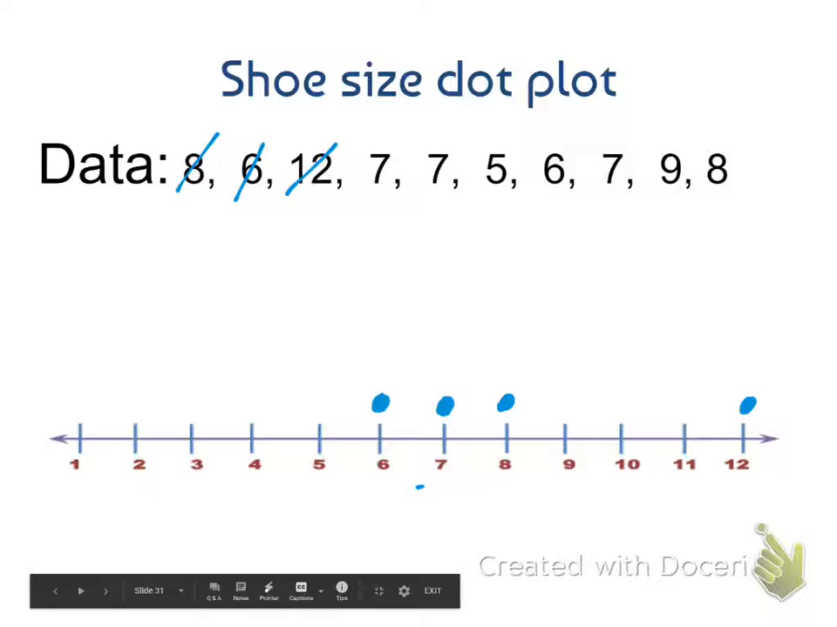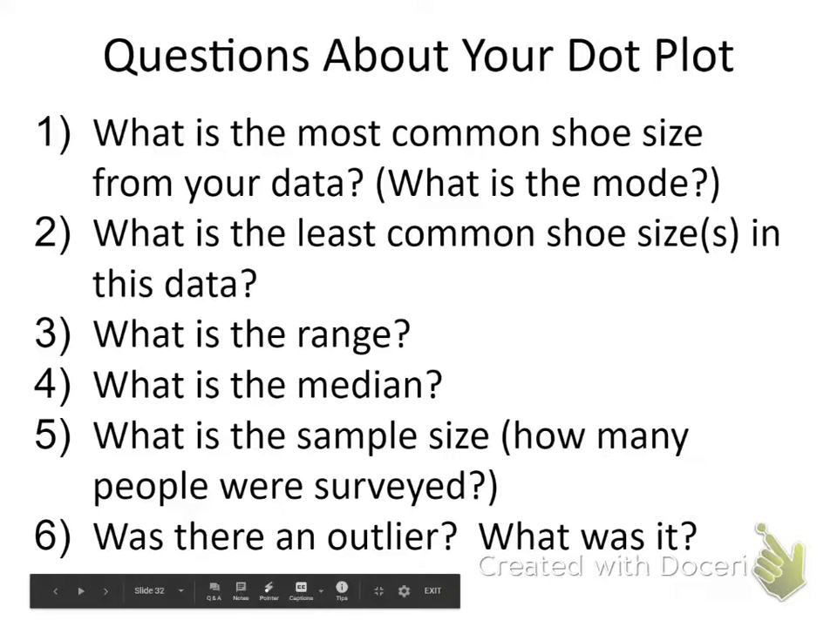Then we have a 7, and then another 7. And then the rest. Very good. It should look like that. Notice that they're evenly spaced out and right on top of each other. That's key. Now, do we have an outlier in this situation? Yes. It's the answer 12. Very good. Now let's answer a few questions about these.